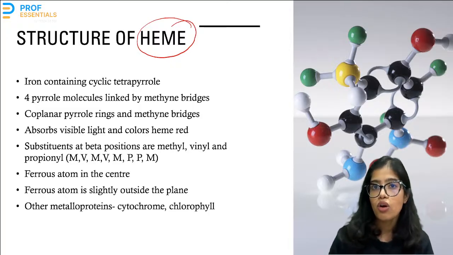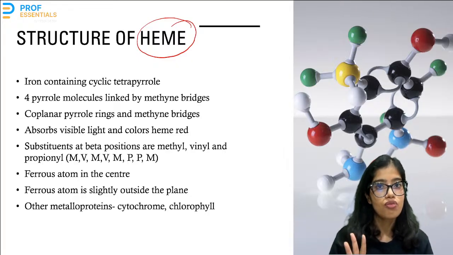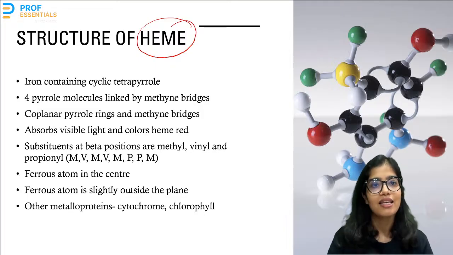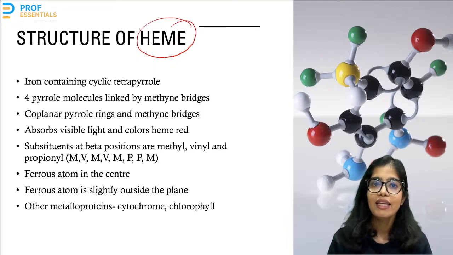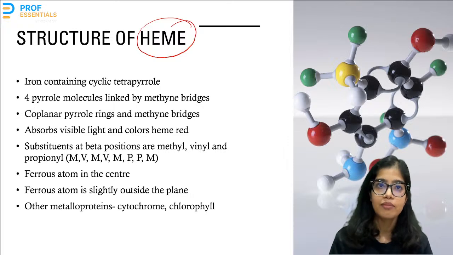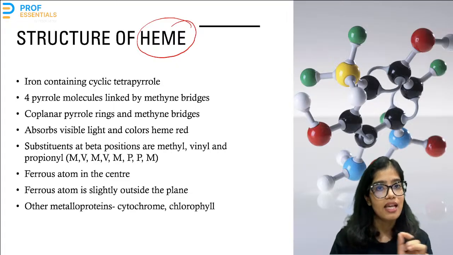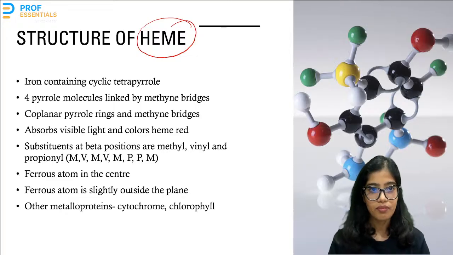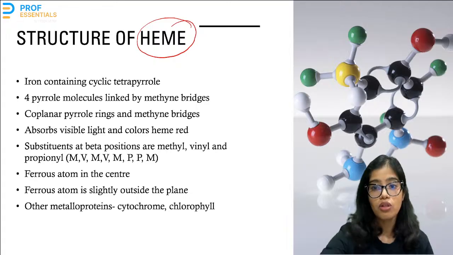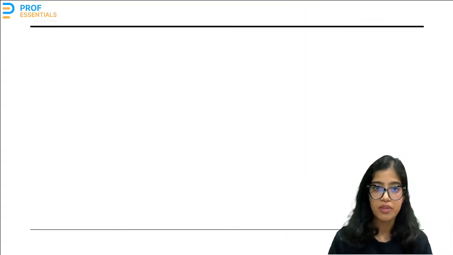Tetrapyrrole. There is something called pyrrole. Tetrapyrrole means four pyrroles. So four pyrrole molecules arranged in a cyclic fashion containing an iron or a ferrous atom also. Okay, so this is what is heme. Heme is a cyclic tetrapyrrole, that is four pyrroles arranged in a cyclic fashion with a central iron. Okay, now we'll also draw the structure of heme as we discuss.